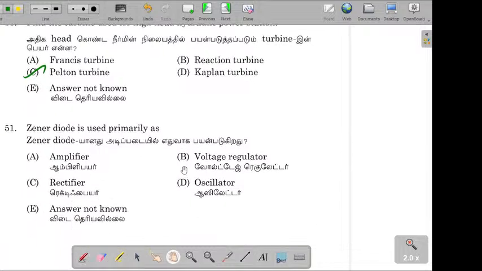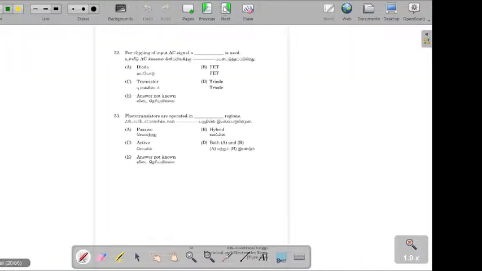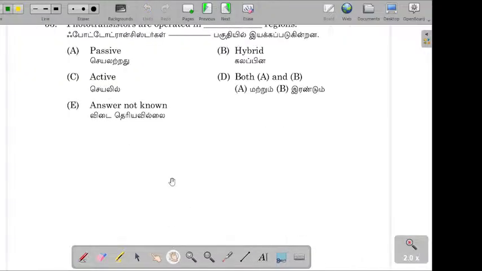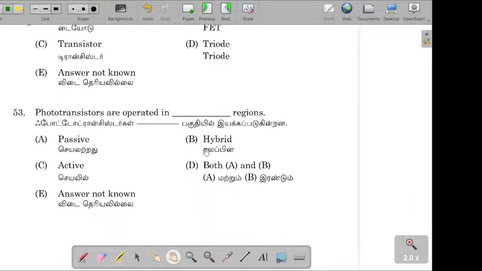Zener diode is used primarily as voltage regulator. Next question: for clipping of input AC signal, a clipping diode is used. Phototransistors are operated in active region.